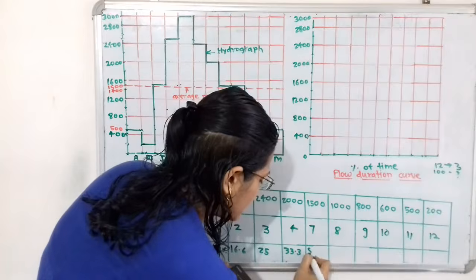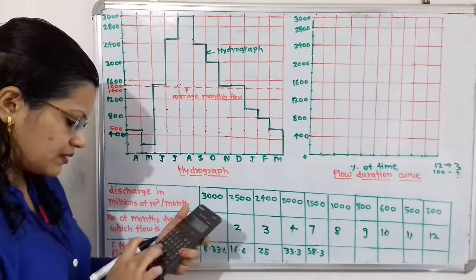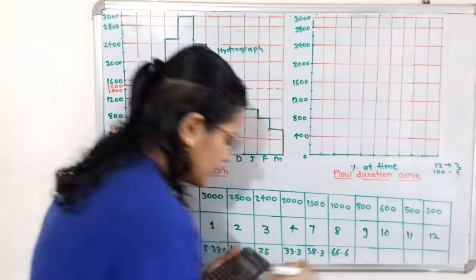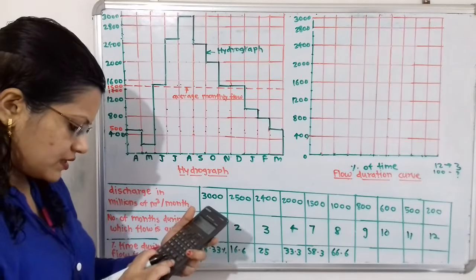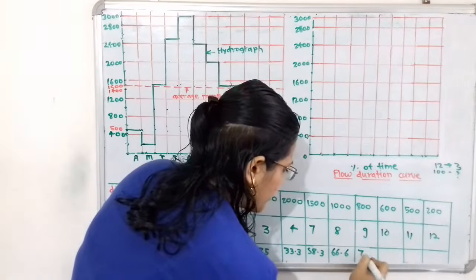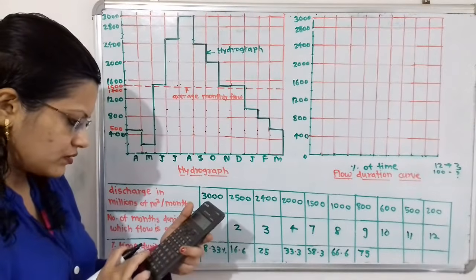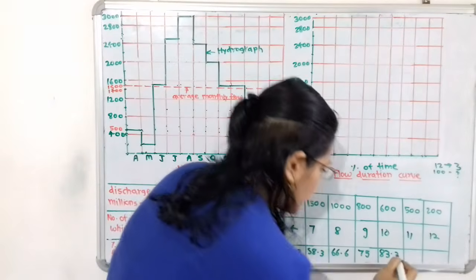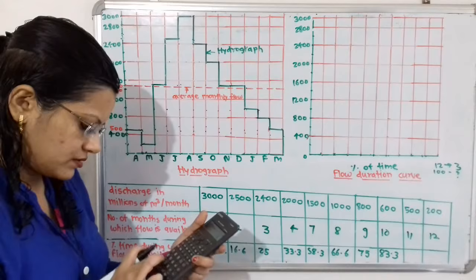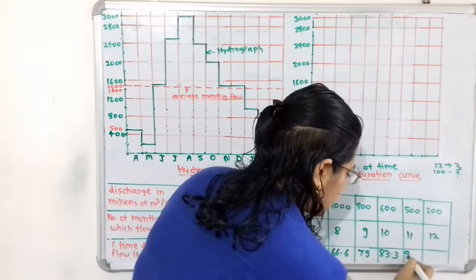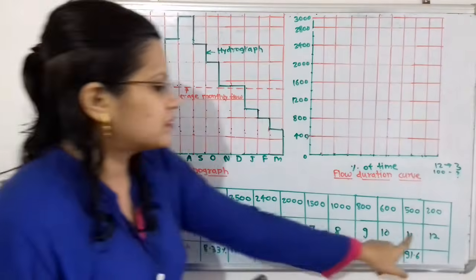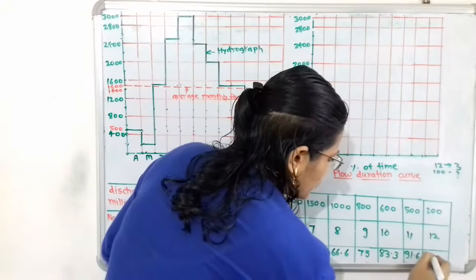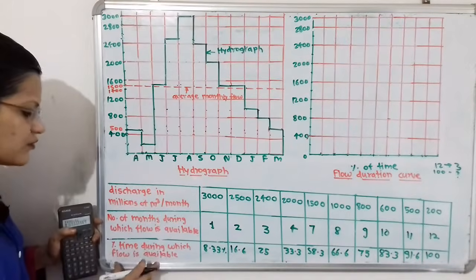That is 58.3. Then 800 divided by 12. That is 66.6. Then 900 divided by 12. That is 75. Then 1000 divided by 12. That is 83.3. Then 1100 divided by 12. That is 91.6. And then all the 12 months are available. That means 1200 divided by 12. That is 100%.